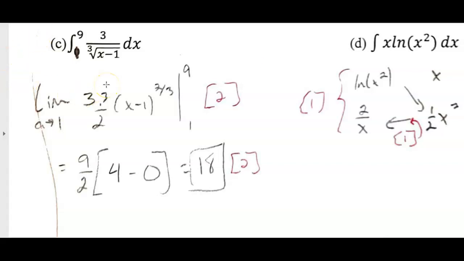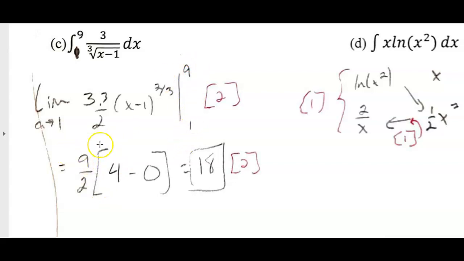Anyway, in power rule, we go up by 1 unit when we do our power rule. So that's why I got the 2/3. This 3 is that 3. This 3/2 is dividing by 2/3, which we do when we do power rule. So you should be okay with all this stuff. And then I'm going to evaluate that from 1 to 9.